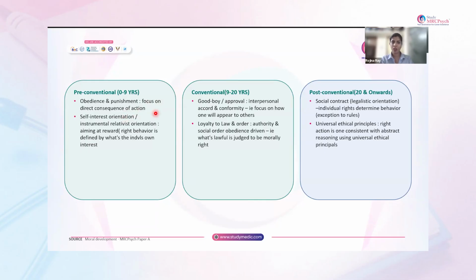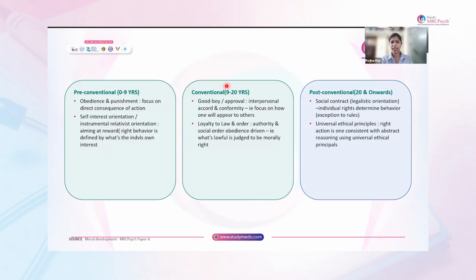In the first stage, children focus on the direct consequence of an action. A child in the pre-conventional level, when put forth with the Heinz dilemma, may answer that the husband shouldn't steal the drug because the police may catch him, or he may be punished. This is the obedience and punishment stage. But the same child, in the second stage, may say that the husband should steal the drug because he will get his wife back. So there is a reward. The second stage is the self-interest orientation, or instrumental relativist orientation, aiming at a reward. The right behavior is defined by the individual's own interest.